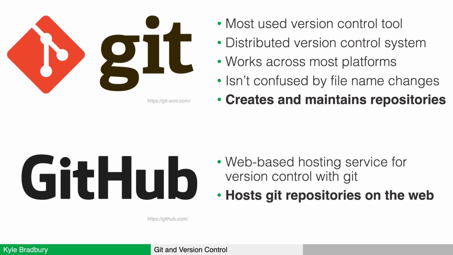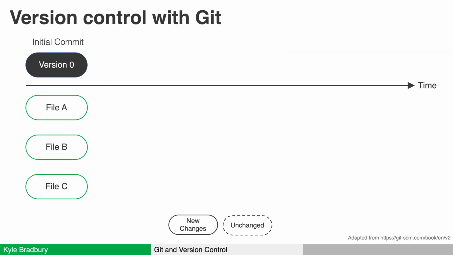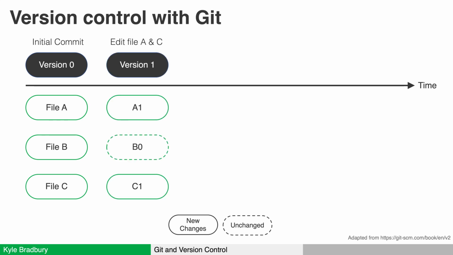So how does this actually work, though? We're going to talk about Git here, and when you start to think about Git, we have to think of what it means to have version control in the space. So you can imagine we start out with the first version of a set of files. Consider this a project. We'll call it version 0. And we might have files A, B, and C. And as we start to make some changes, maybe we edit files A and C.